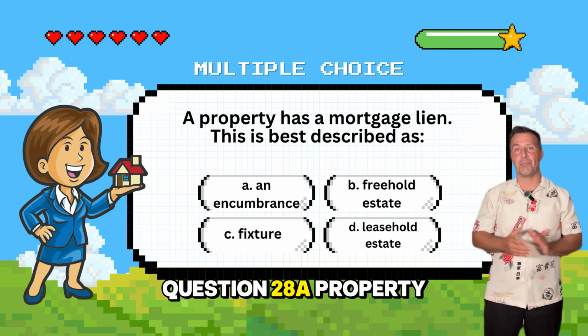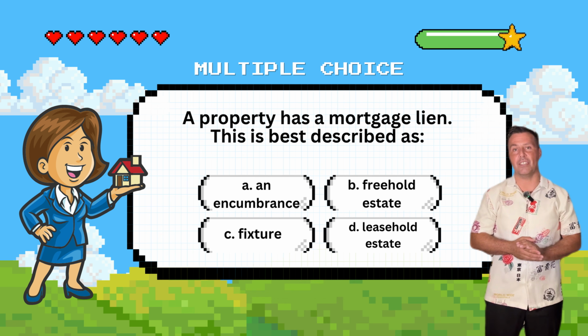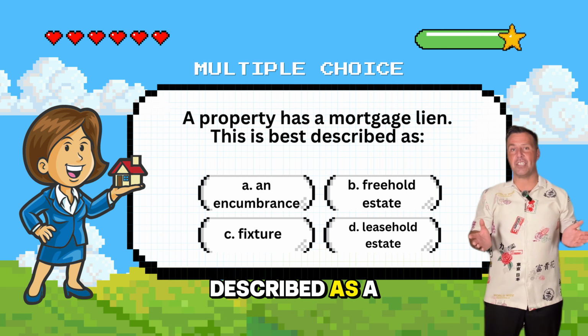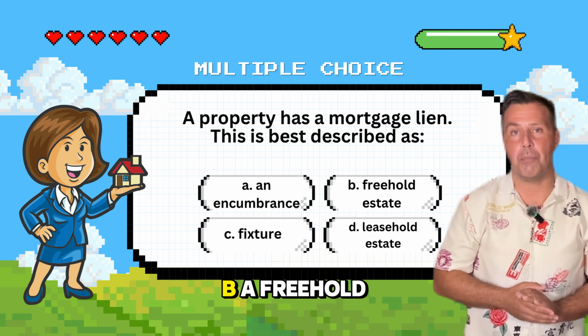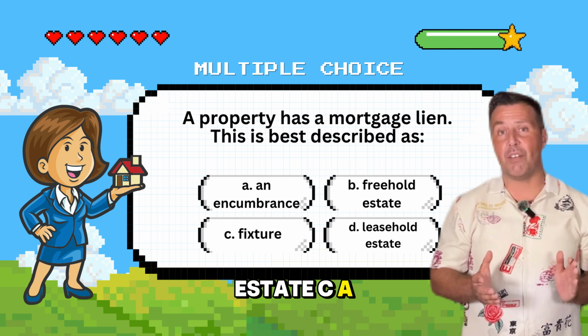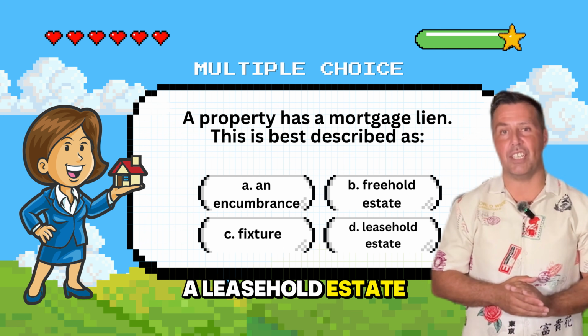Question 28. A property has a mortgage lien. This is best described as A. An encumbrance, B. A freehold estate, C. A fixture, or D. A leasehold estate.